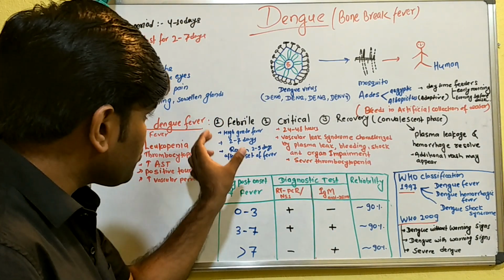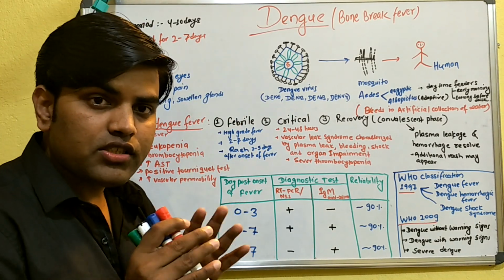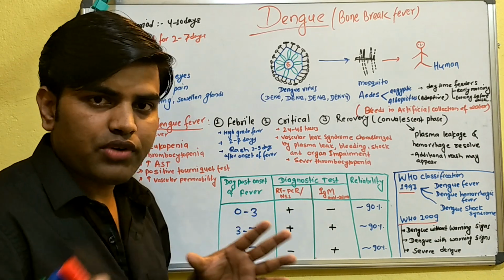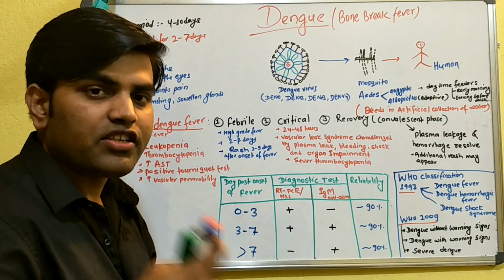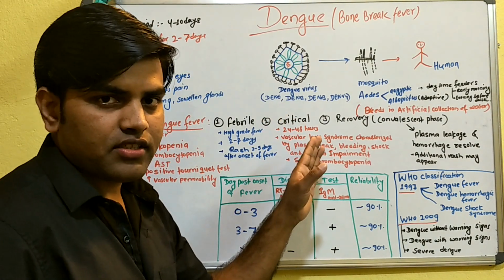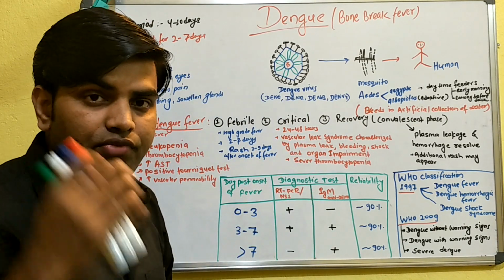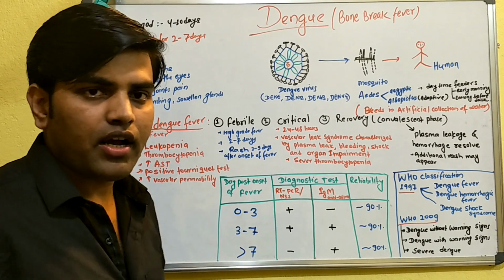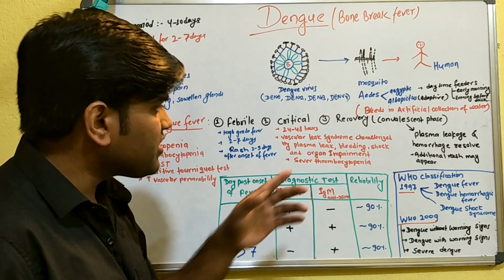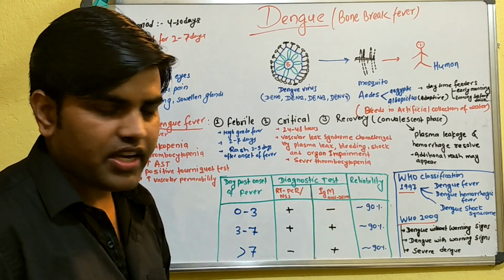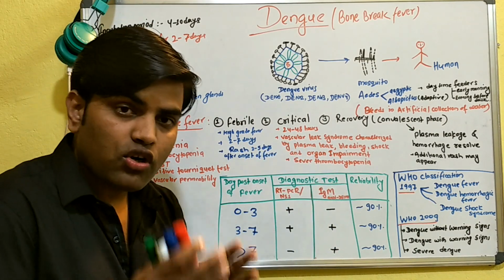So you can take the 2 to 7 days of febrile as 5 days, you will have high grade fever all the time. But this is not the critical phase. This is not the phase where you are going to die. But after the fever goes down, which is known as defervescence, the critical phase arises. This lasts for 24 to 48 hours, and that is very critical because in that phase you may die. Why? Because vascular leak syndrome occurs, characterized by plasma leakage, bleeding, shock, organ impairment, and severe thrombocytopenia.